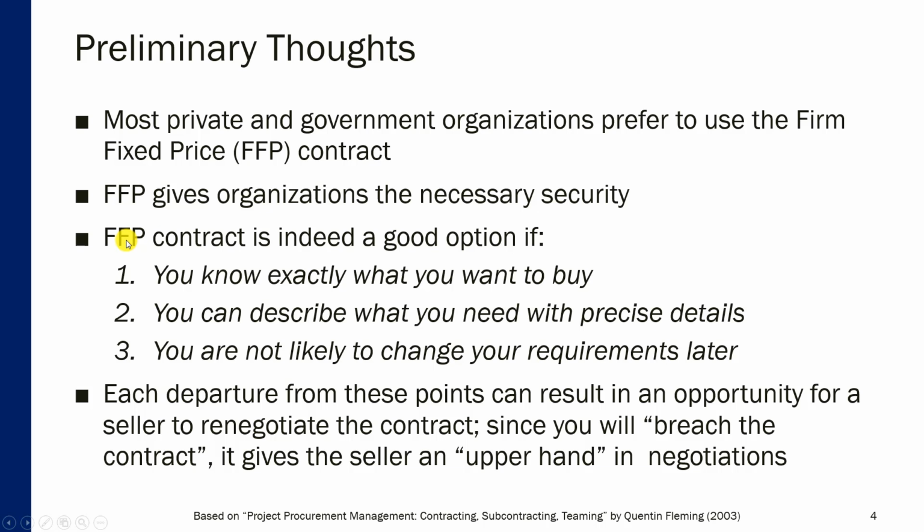By the way, firm fixed price contracts make a lot of sense. They're a good option if you know exactly what you want to buy as a buyer. You can describe what you need with precise details. If you cannot describe what you need with precise details, then your contractor or the seller may say, well, I'm not sure what needs to be delivered, I'm not sure how much money I will spend on that, and that's why I don't like this firm fixed price contract.